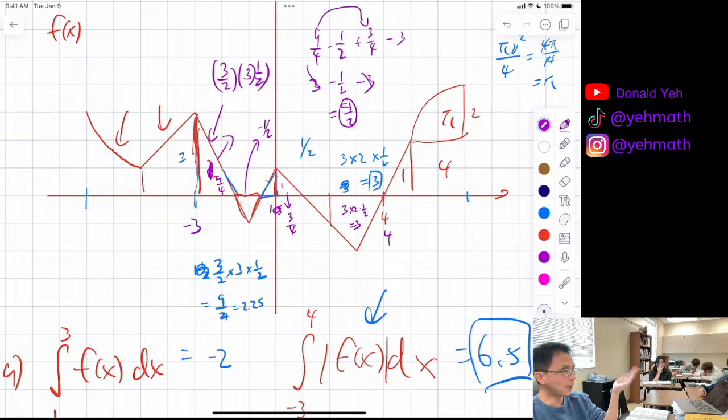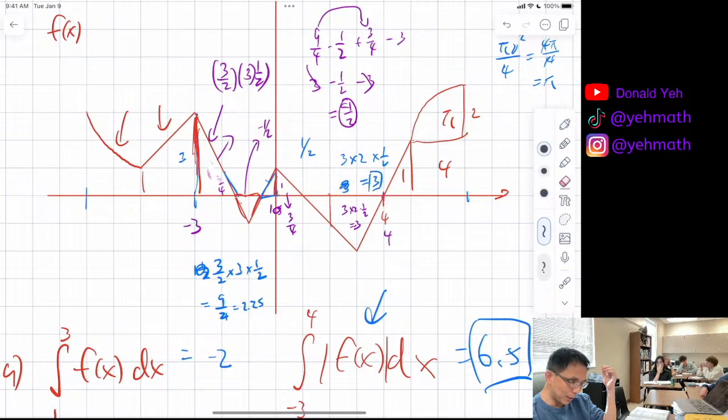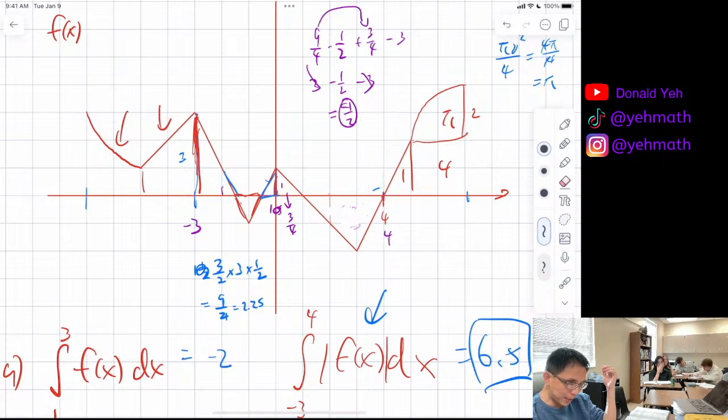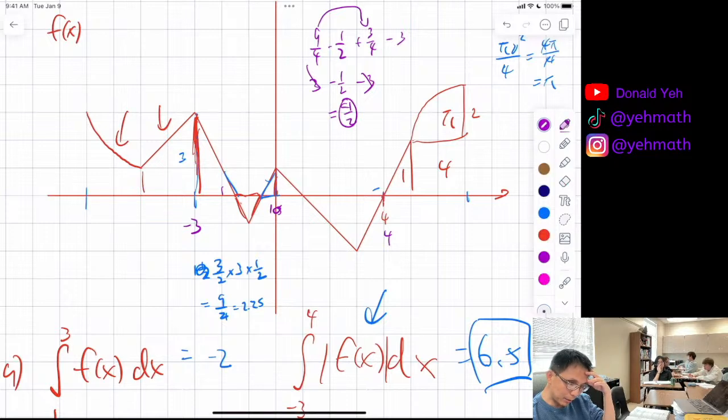Some people have a question about absolute value. What does absolute value do? It makes all the negative part of the graph positive. So let's say I am interested in the absolute value part. Basically, this part of the graph is going to be facing up, and this part of the graph is like this.